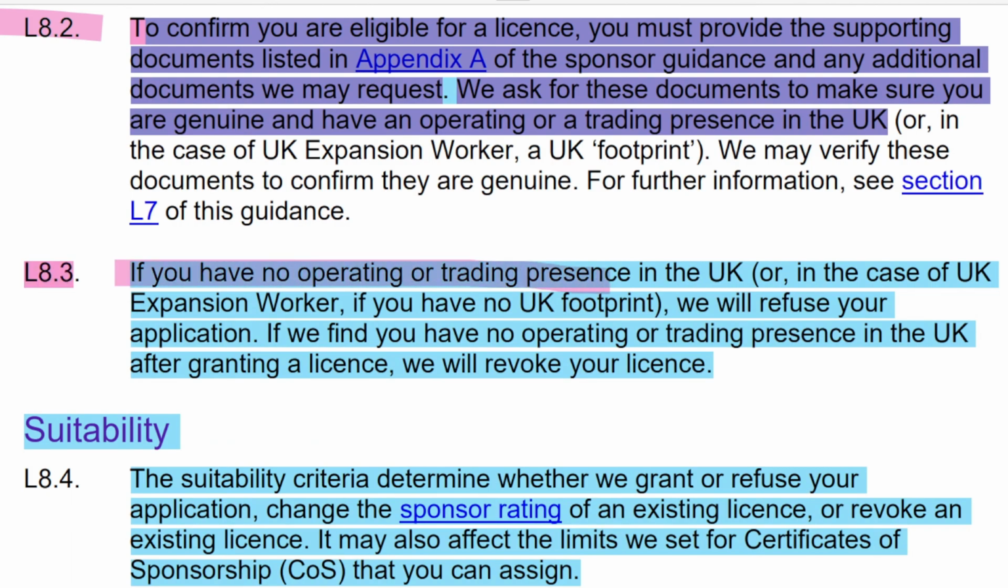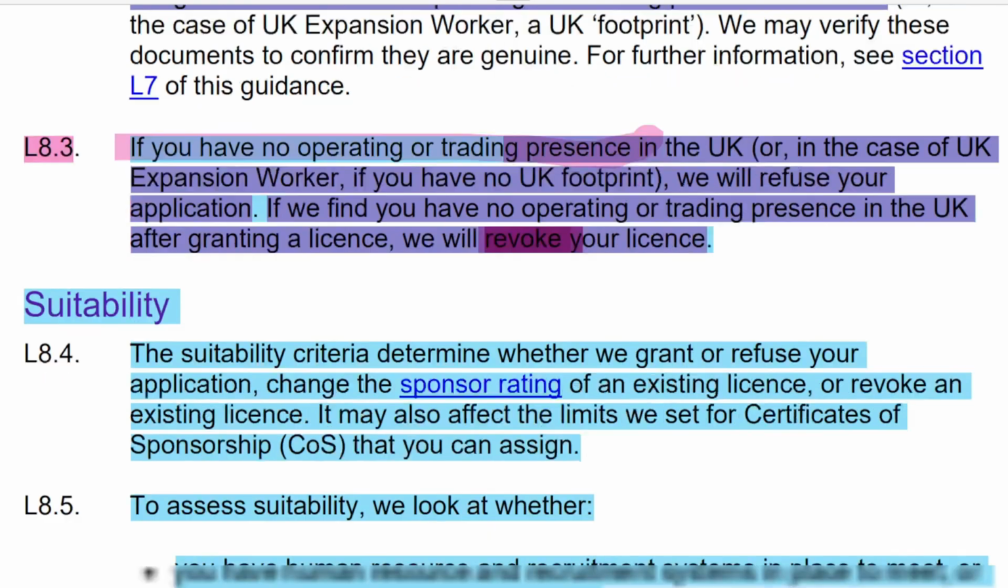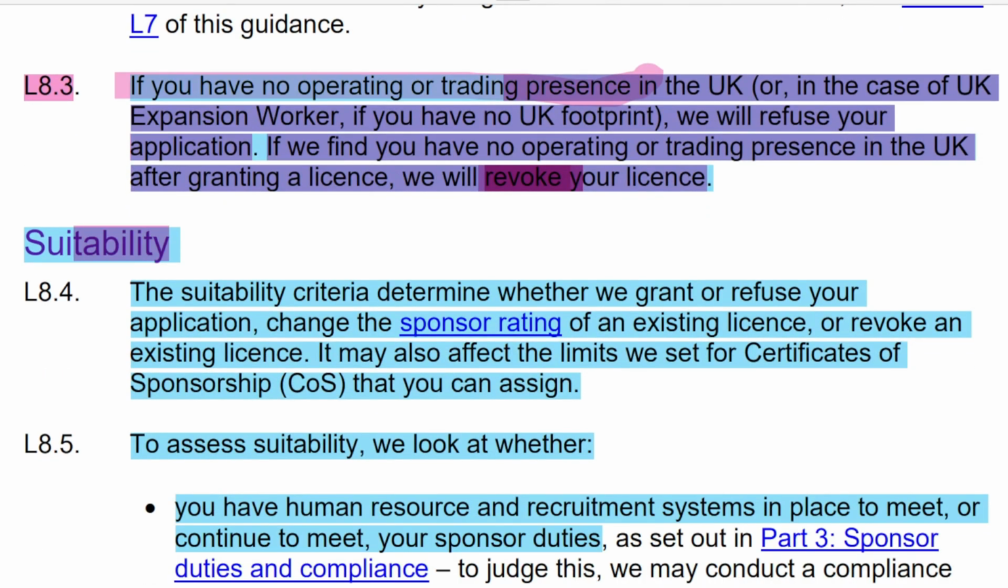L8.3, if you have no operating or trading presence in the UK, or in the case of a UK expansion worker, if you have no UK footprint, we will refuse your application. If we find you have no operating or trading presence in the UK after granting a licence, we will revoke your licence. So the Home Office can revoke your licence, and the Home Office can refuse your application at the time when you apply. So you need to make sure that you provide all the evidence of your trading presence in the UK.